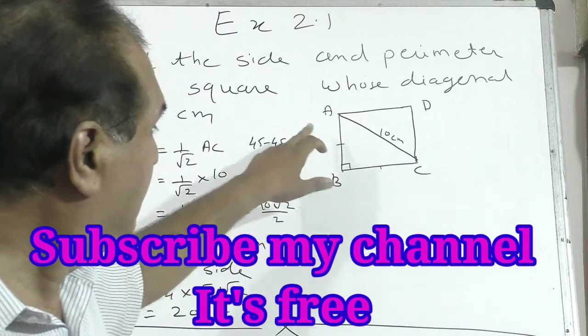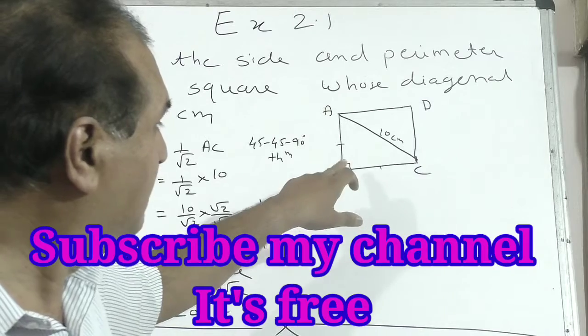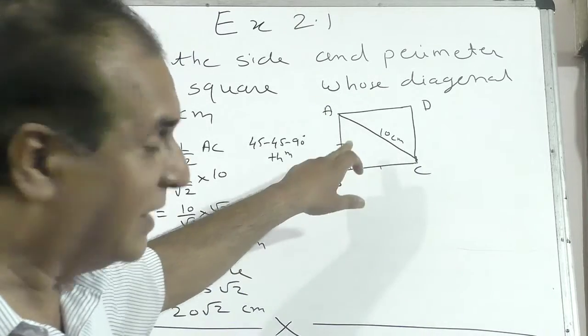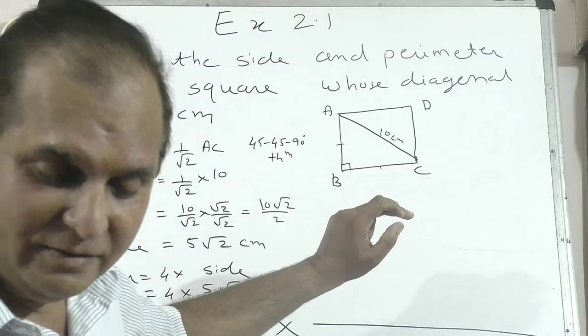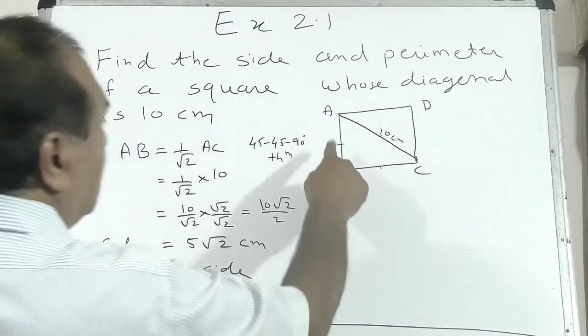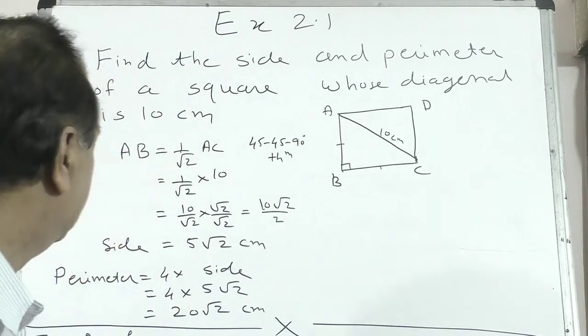All angles are right angles, you know, and all sides equal. So AB equal to BC. So here is an isosceles right angle triangle, 45, 45, 90. Okay. So AB equal to 1 upon root 2 AC. This is the 45, 45, 90 theorem.